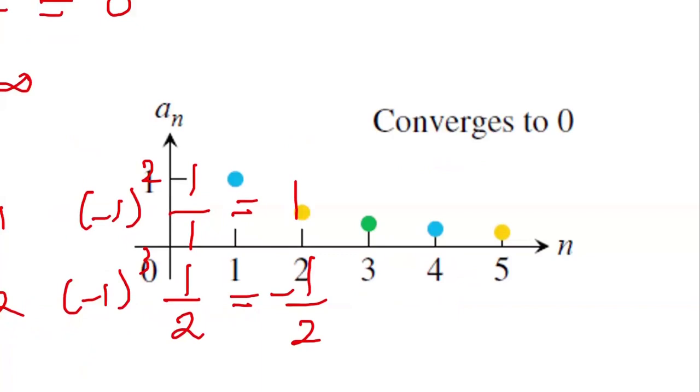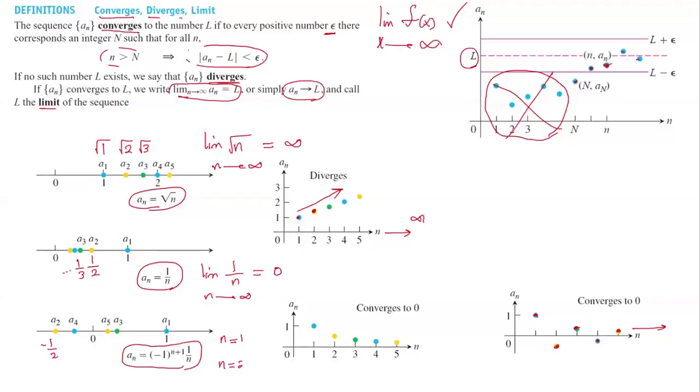Another example for you is this one here. Let me erase these. As you can see, for this sequence, when n is equal to 1, you have this term here. Then n is equal to 2, you have another term. And as you can see, the behavior is like this. They're getting closer and closer to 0. That's why it is convergent to 0.